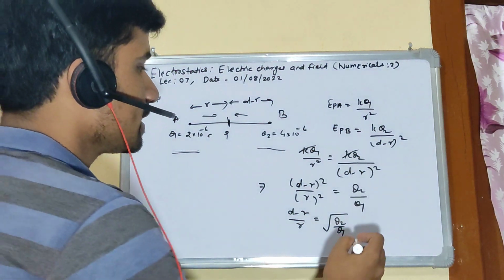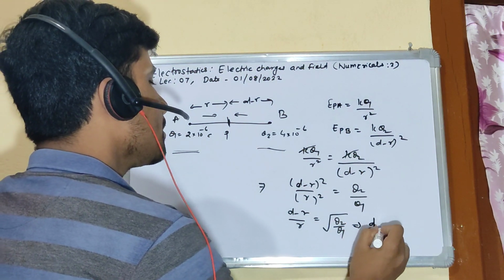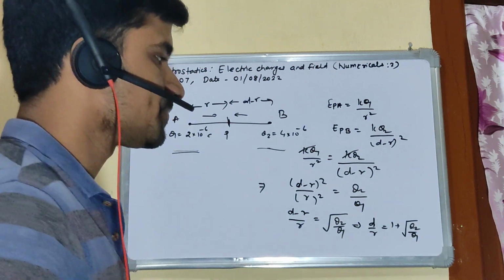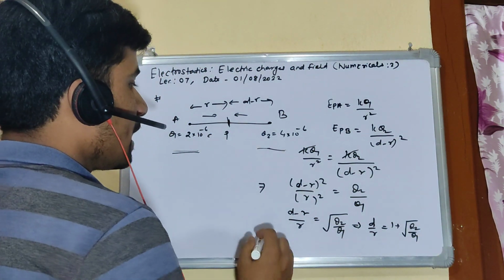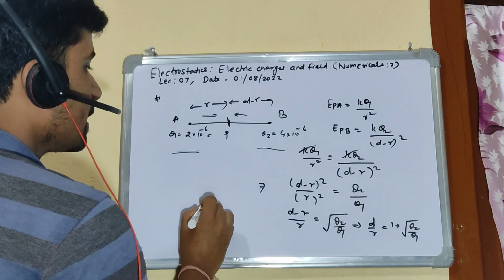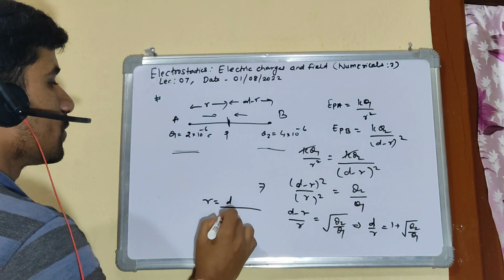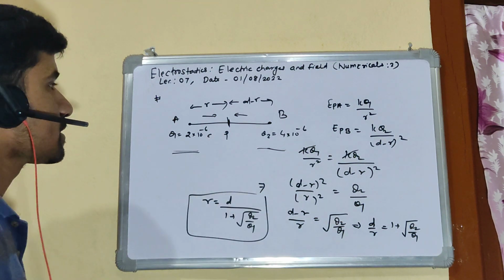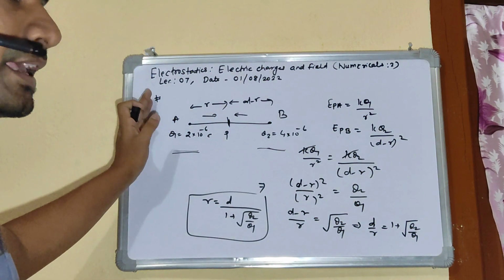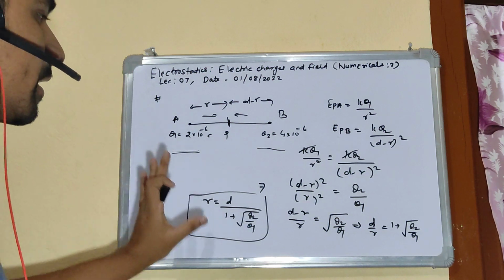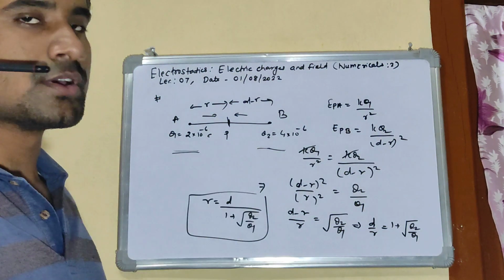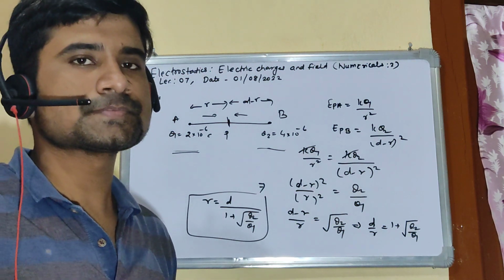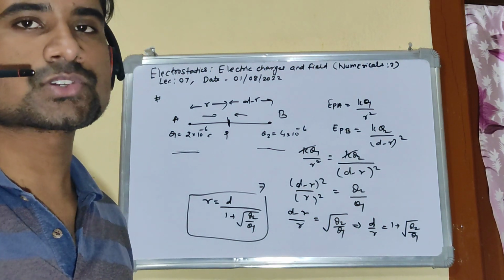Now you can solve it easily. d by r will be equal to 1 plus under root q2 by q1, right? Now r equals what? d by (1 plus under root q2 by q1), right? So this is the distance from A where the net field intensity will be 0, right? Clear? Okay, so let's move to the next question on electric flux.